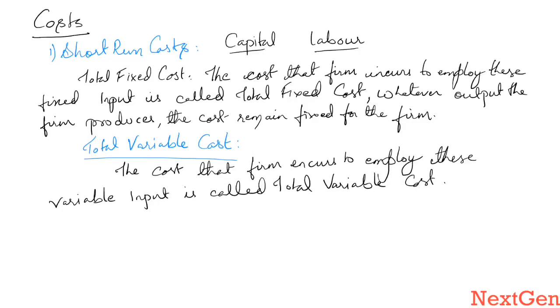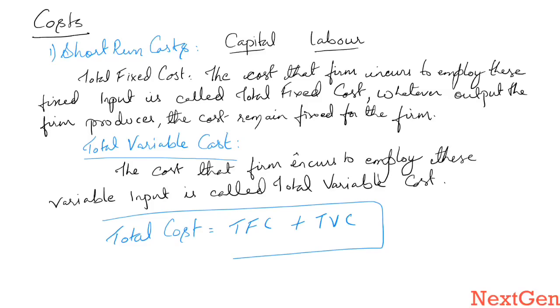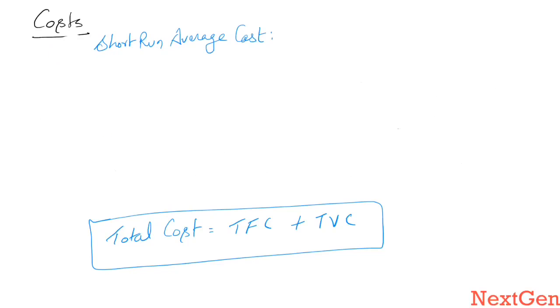Now, total variable cost. The cost that the firm incurs to employ this variable input is called the total variable cost. Now, the total cost that the firm will incur is the total fixed cost plus the total variable cost, and this will be the sum total of all the costs that the firm will incur for producing the output in the short run. Now, short run average cost is the total cost per unit of output produced.